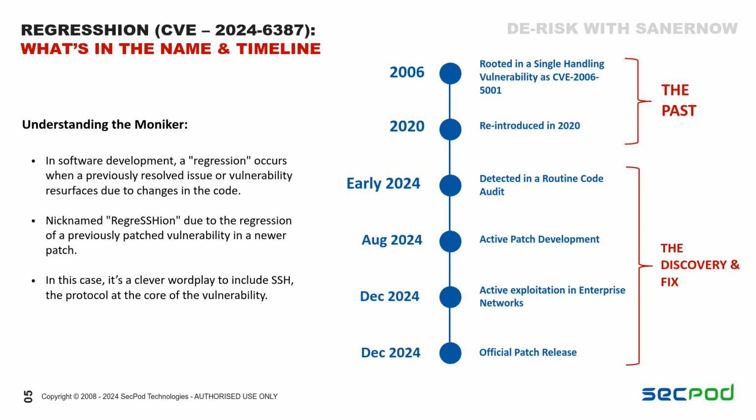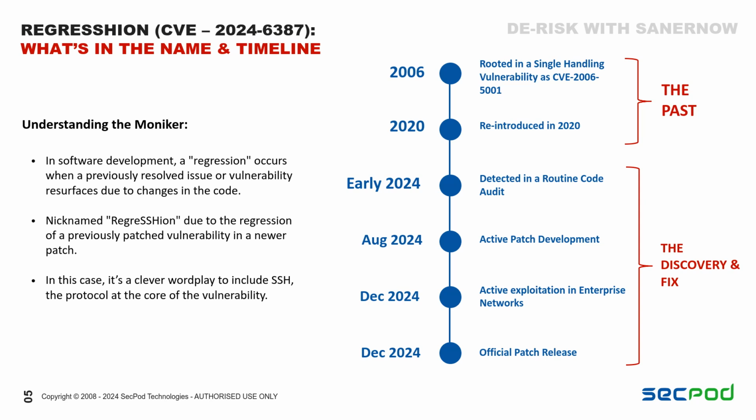Now, as we move to the next slide, we're trying to understand the story behind this vulnerability, or CVE 2024-6387. Virendra, what exactly does regression mean in this context? Actually, the term regression very cleverly combines the concept of regression in software development with SSH.